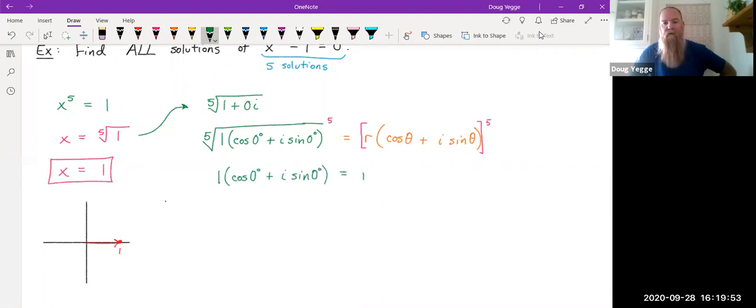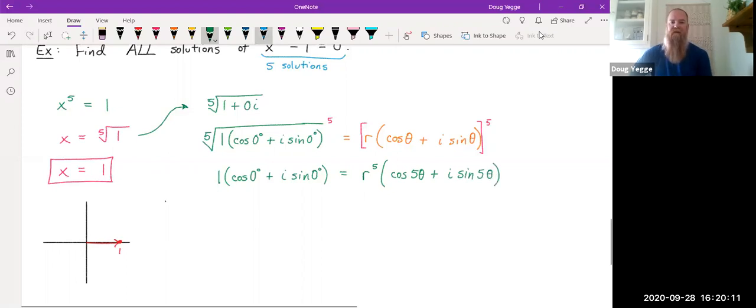is going to be equal to r to the 5th times cosine of 5 theta plus i sine of 5 theta. And what this allows us to do is find my r value, which is relatively straightforward. We know that 1 is equal to r to the 5th, and therefore that tells us that r is equal to 1. So whatever the roots of this are going to be, I know that my answer here is going to be r equals 1.